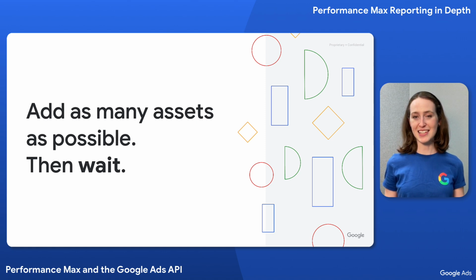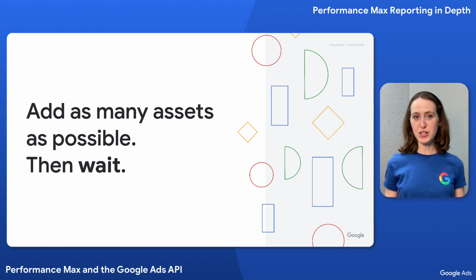Last but not least, I've said this before, but it's critical, so I'll say it again. Add as many assets as possible up to the limit for each asset type. Then wait and let Google Ads optimize for you. The more assets you add and the more variability, the more you're providing to Google's AI to be able to learn what works best for your goals and adjust accordingly.